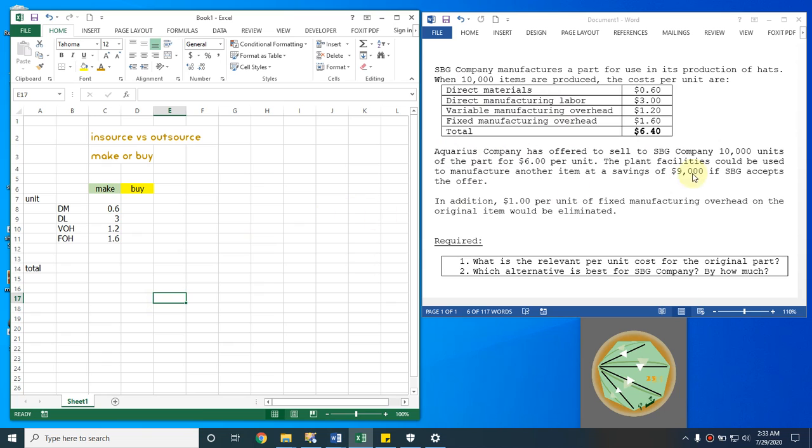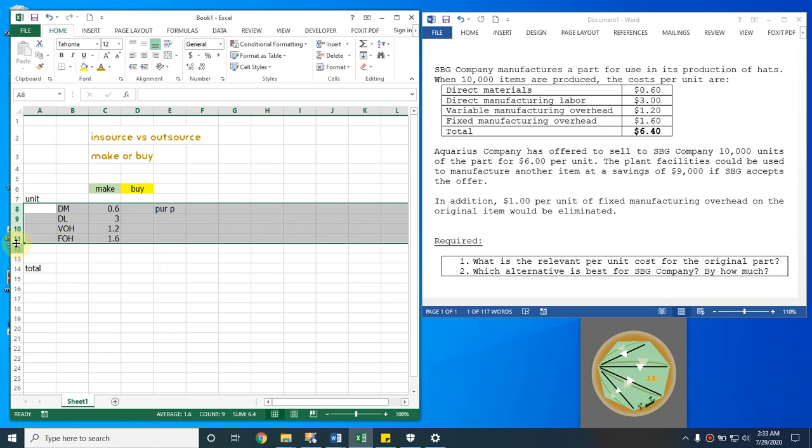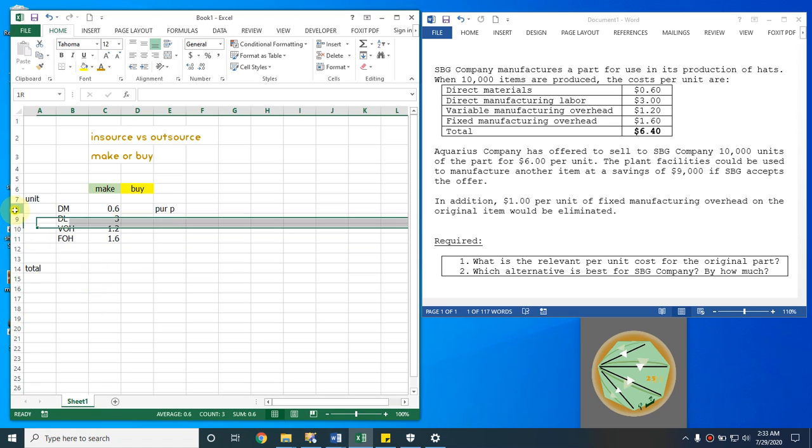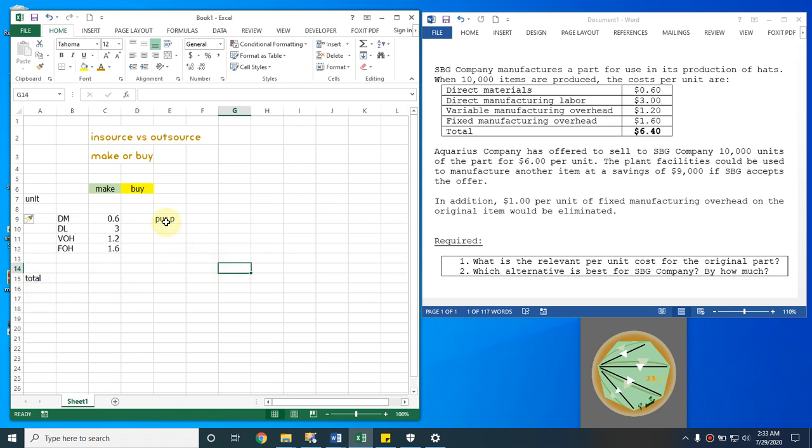going to the other side of the decision, again the same number of units, 10,000, but the offer price, the supplier price is 6. So we have purchase price of only 6. I'll insert first to make separation. Purchase price above, we have $6.